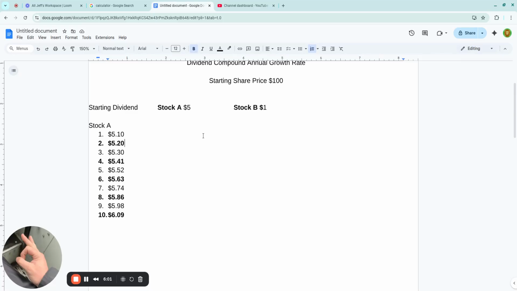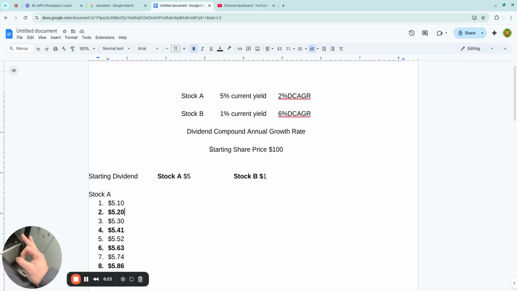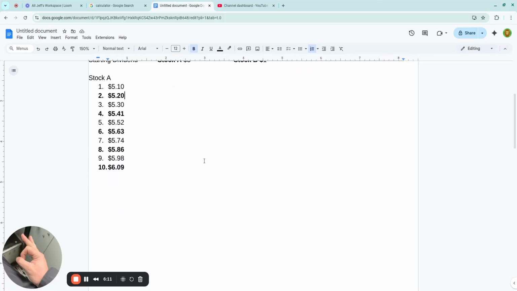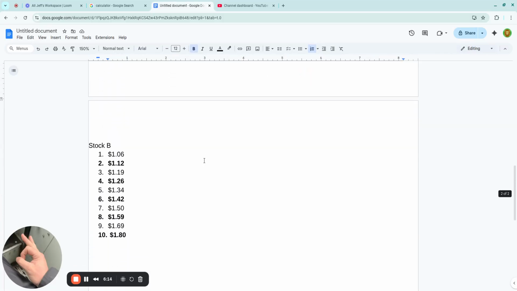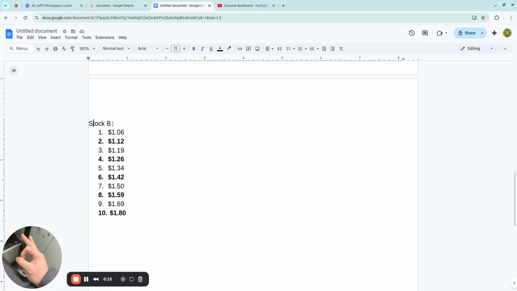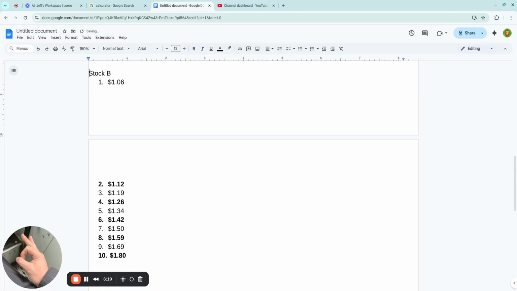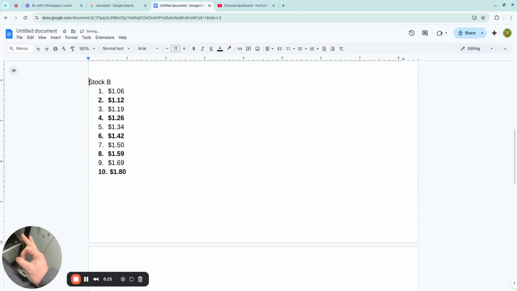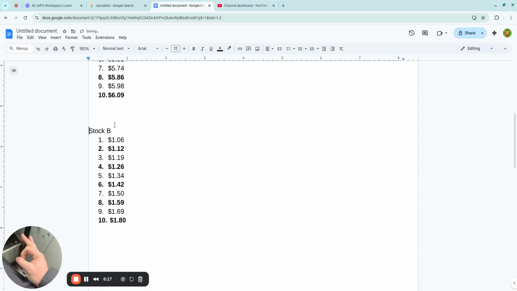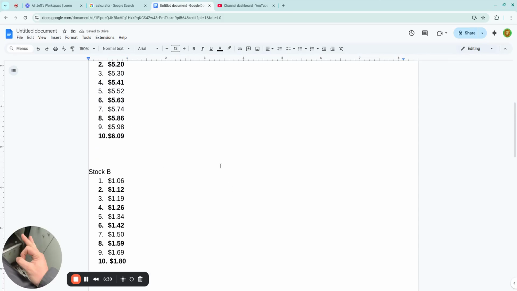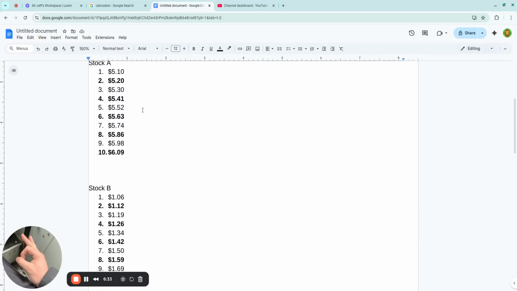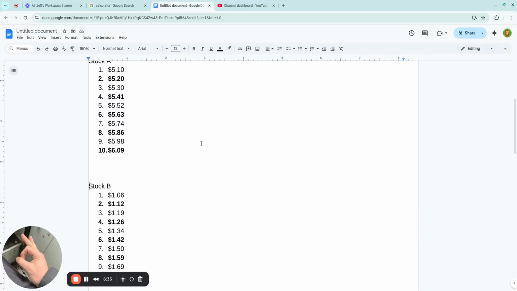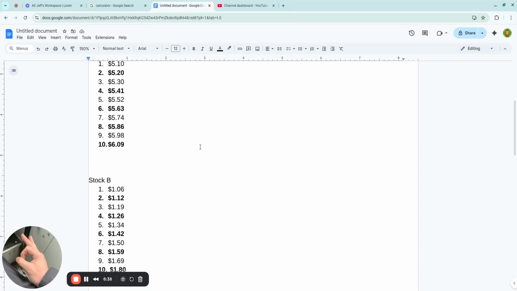Now let's look at the other one, and then we can kind of compare and contrast them. This is your 6% growth, but it's only starting at 1%, so it's a very low starting yield. Okay, let's have a look at that. Here it is, stock B. I'm actually going to pull that up so we can put it a little closer to A here.